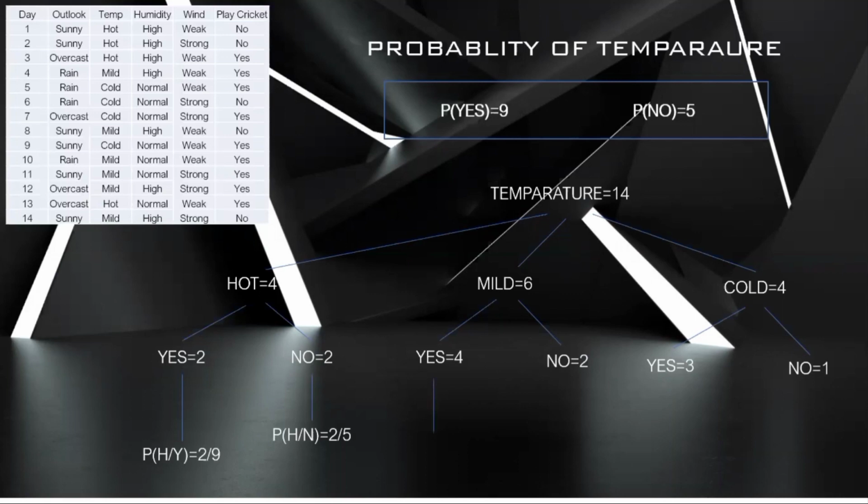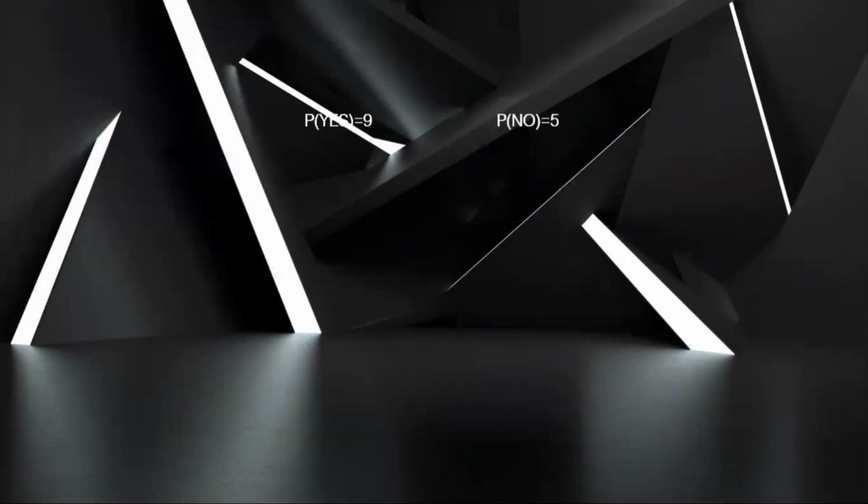And speaking about the probability that I can play cricket with mild temperature is 4 is to 9, and no is 2 is to 5. Same goes with cold, it will become 3 is to 9, and no comes with 1 is to 5. So speaking about temperature, next, the probability of outlook.